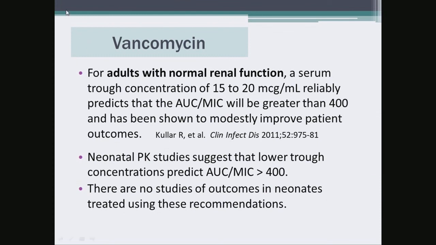Back to adults. So for adults with normal renal function, a serum concentration of between 15 and 20 micrograms per ml fairly reliably predicted that the AUC to MIC ratio would be greater than 400, and if that was maintained at greater than 400, it was shown to modestly improve patient outcomes. So it's one of the few outcome studies, and one of the first outcome studies. This was published in 2011.